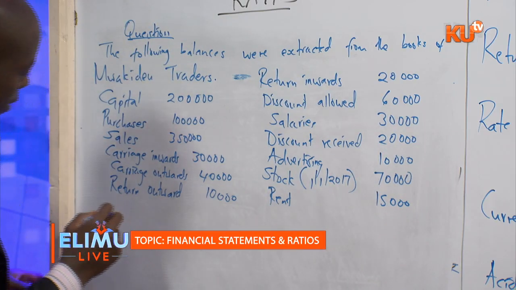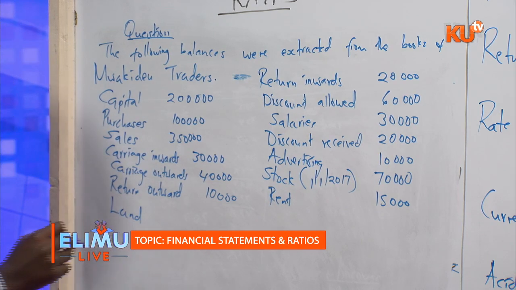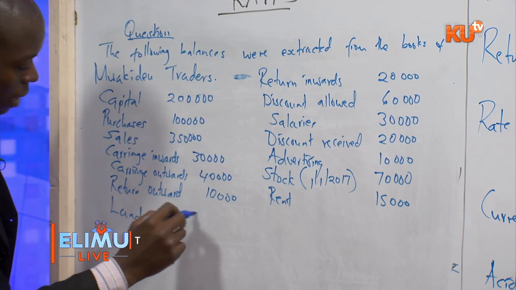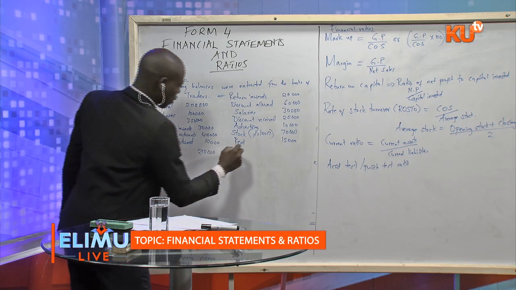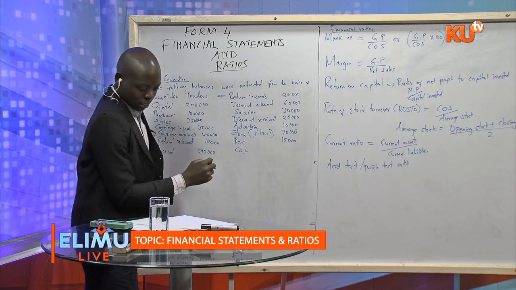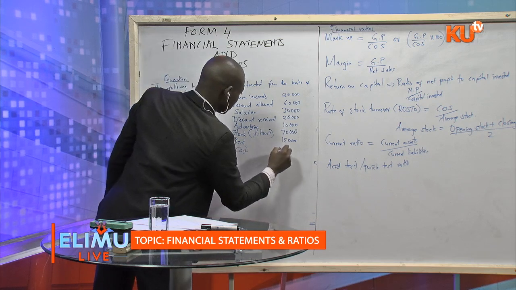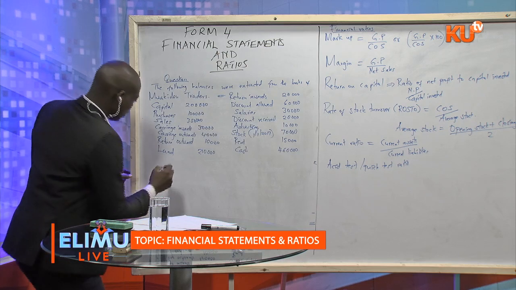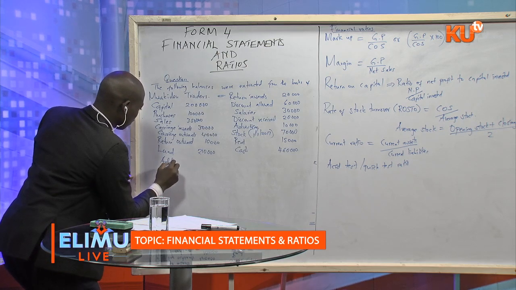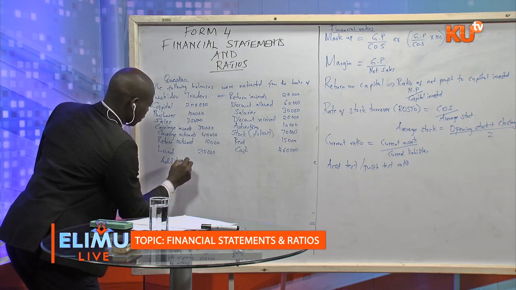We have land. The record for land is also given, that is 210,000. And then we have the record for cash given as 46,000. Further, you are told additional information is also given. Additional information.